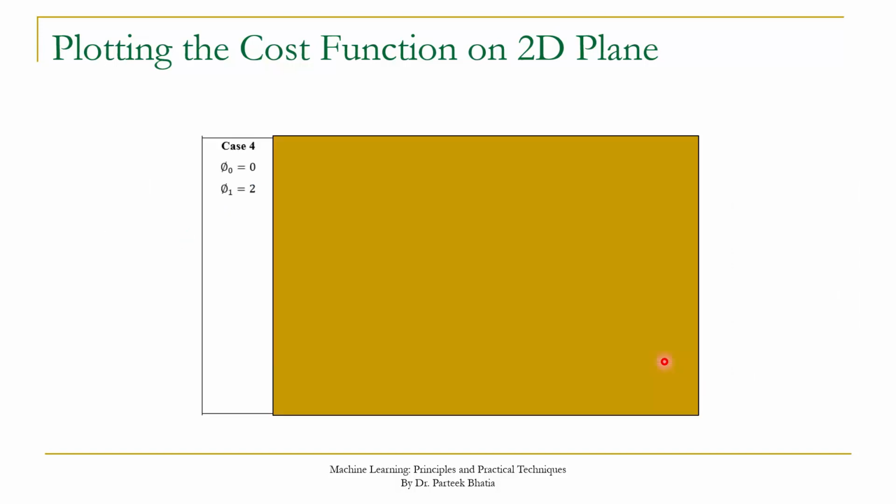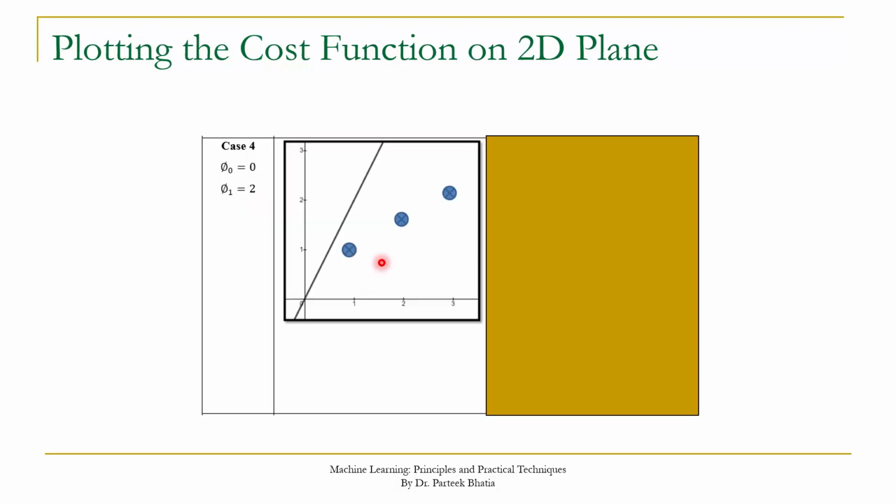Now let us move to case 4. Here again constant is 0 and slope is 2. So please perform the calculation for this given case and try to solve it. You can see in this case the slope is 2.